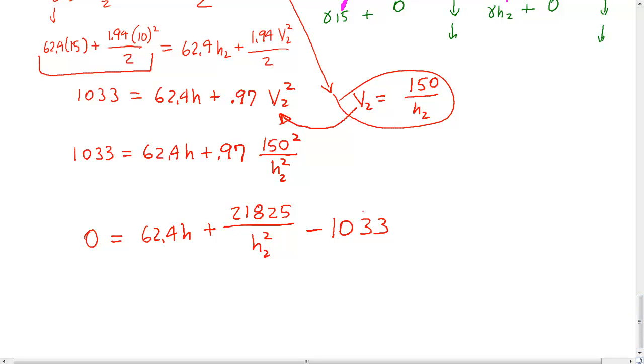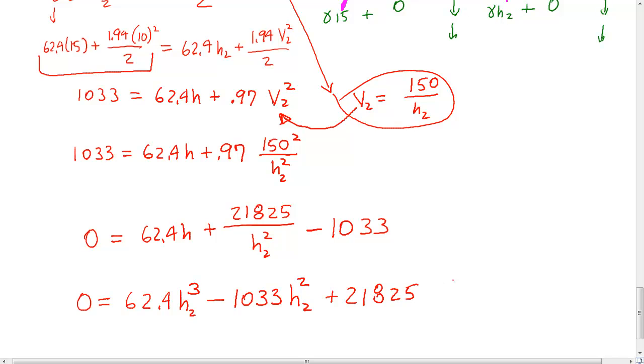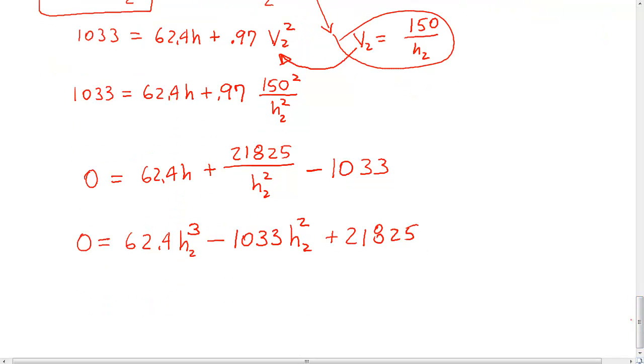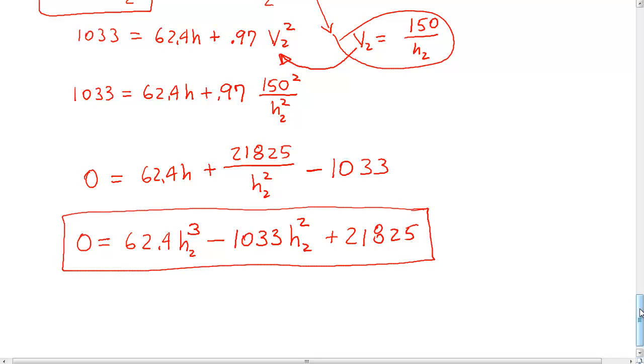Let's go one further step. I need to solve this thing for H2. So what I really need to do is get the H2 out of the denominator. And so I'll multiply each term times my H2, and what I get is 62.4 H2 to the third power minus 1033 H2 to the second power plus 21,825. Now there are many of you that have equation or root solvers in your calculator, which is okay.